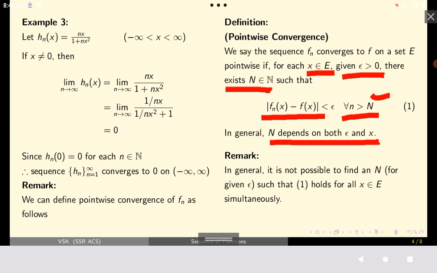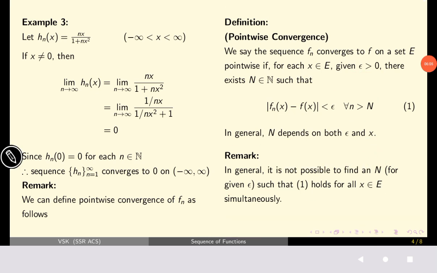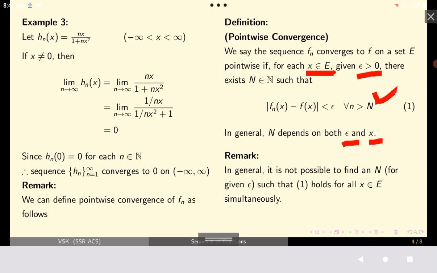Also, in general, it is not possible to find an N for a given epsilon such that this holds for all x belonging to E simultaneously. So in case of pointwise convergence, for each x and given epsilon, we'll find an N, but this N will depend on both epsilon and x.